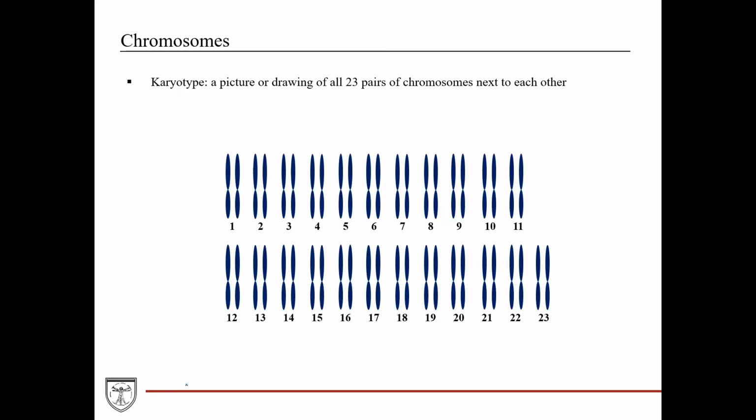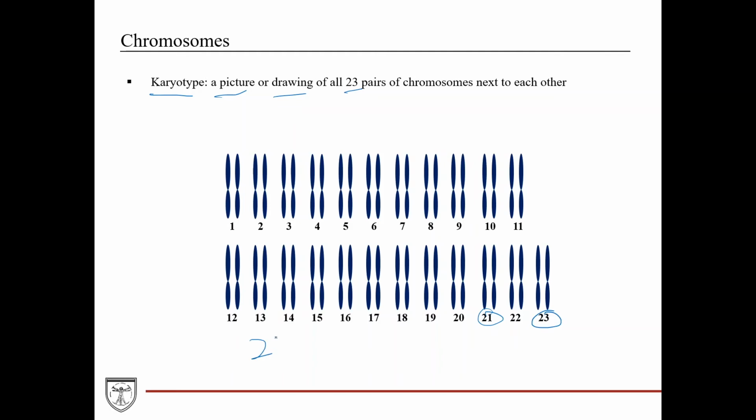All right, so now we're going to talk about some terms relevant to chromosomes. First we'll talk about karyotype. This is just a picture or a drawing of all 23 pairs of chromosomes next to each other. Humans obviously have 23 pairs, and here's each of those pairs lined up together. This is useful for diagnosing chromosomal abnormalities such as Down syndrome, where you have trisomy 21. We'll talk about that in a second.